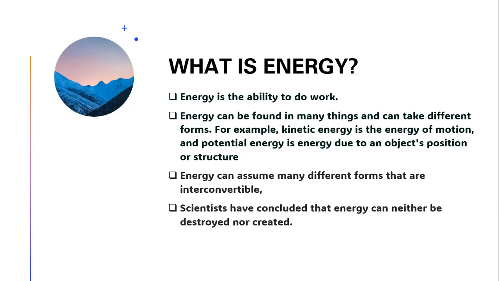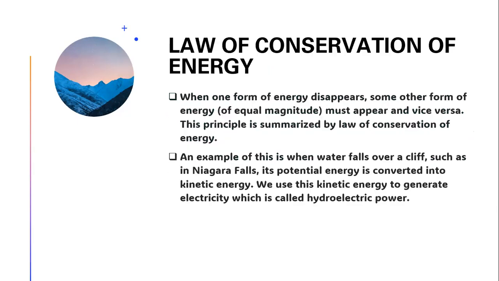Scientists have concluded that energy can neither be destroyed nor created. And this leads us to the law of conservation of energy. When one form of energy disappears, some other forms of energy of equal magnitude must appear, and vice versa. This principle is summarized by the law of conservation of energy. That is, energy cannot be destroyed. Energy goes from one form to another.